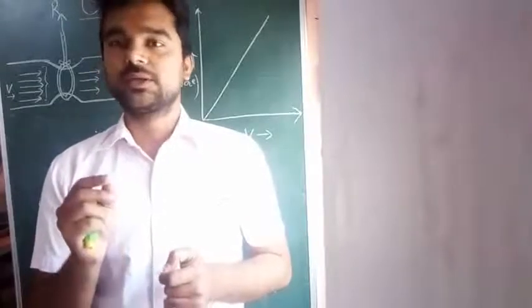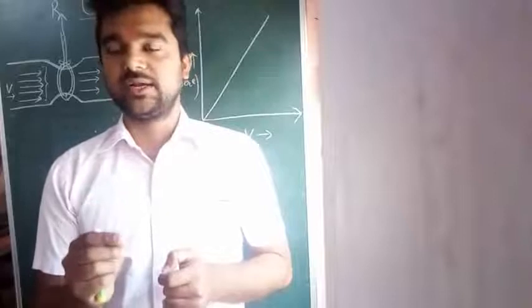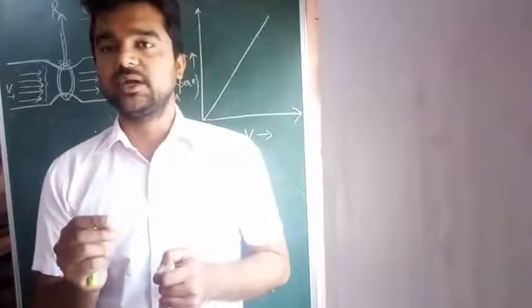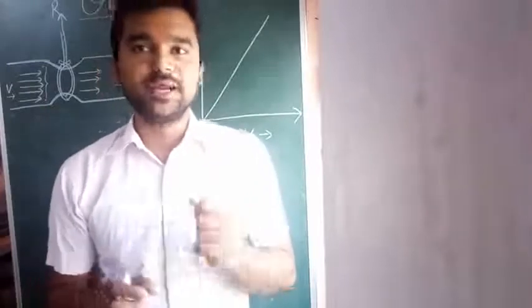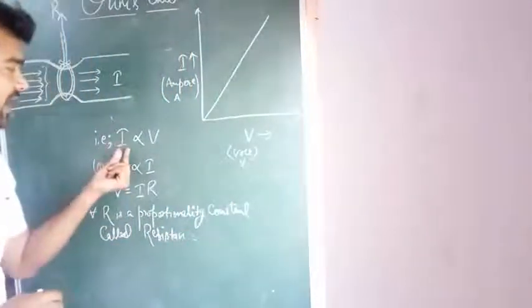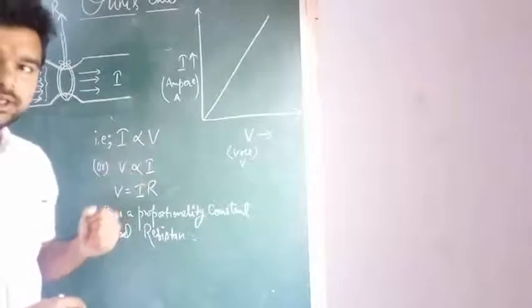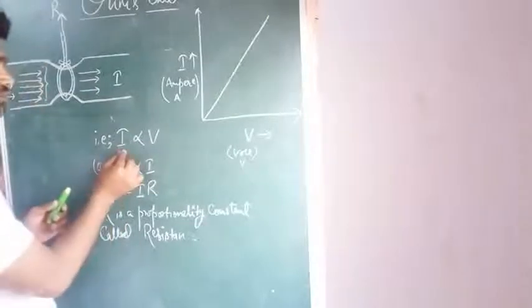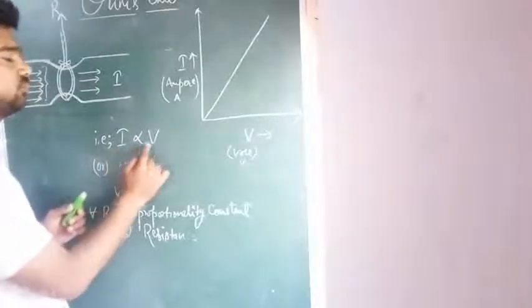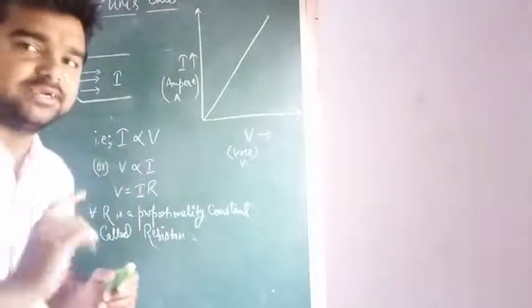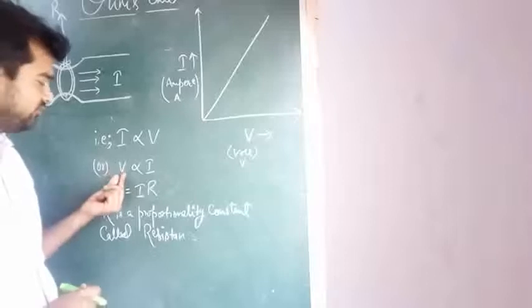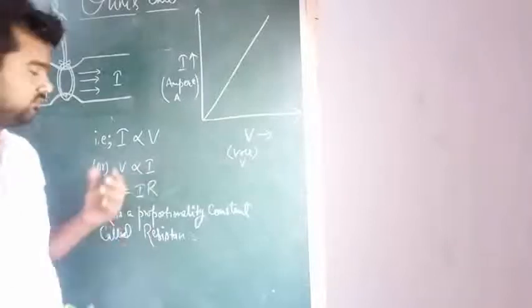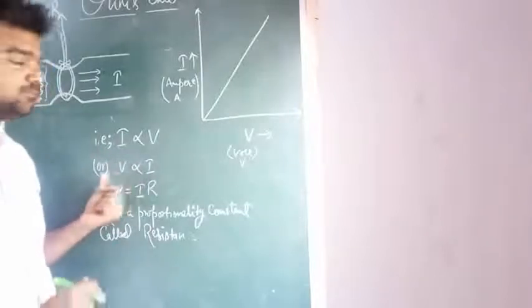Remember that physical conditions like temperature, mechanical strain, etc. are kept constant. So basically, what Ohm's law says is that I is proportional to V. Or we can say the current flowing through a conductor is directly proportional to the potential difference applied across its ends. Rearranging this, we may also write V proportional to I.